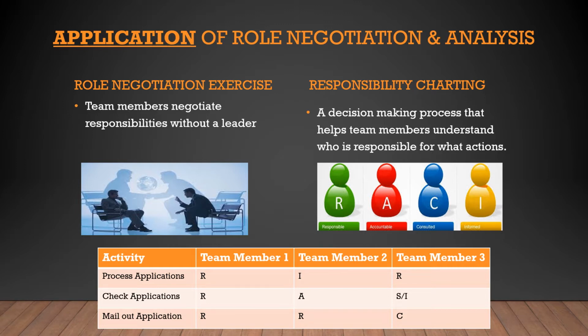Using the chart, team member names are listed at the top, and down the left-hand column are listed the team's major activities. One of the following letters is placed under each team member name in the row for each activity, representing that team member's responsibility for the activity, or it may be left blank if the member is not involved.